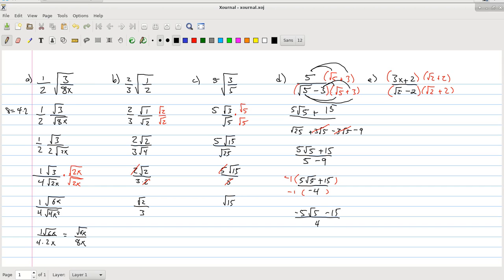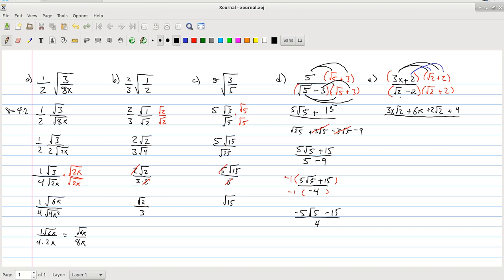Now we distribute through up top first. So this 3x will distribute to both terms. 3x times radical 2 is 3x radical 2. 3x times 2 is 6x. Next, we distribute 2 to both terms. So 2 times radical 2 is 2 radical 2. 2 times 2 is 4.